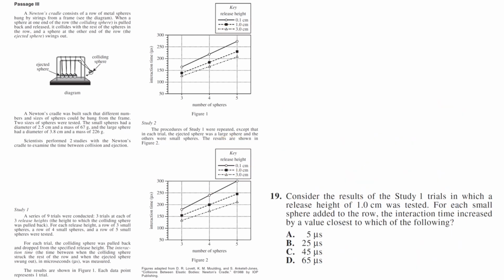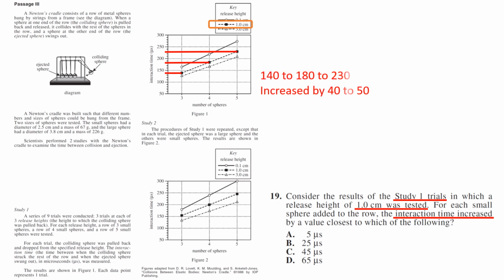Number 19, consider the results of study 1 in which a release height of 1 centimeter was tested. For each small sphere added to the row, the interaction time increased by a value closest to what? So if we look at each interaction time, we will just plot the difference between those. So 140 to 180 to 230-ish, all increase by about 40 to 50. So your answer is C, 45.